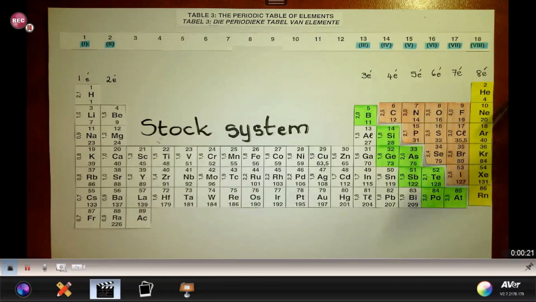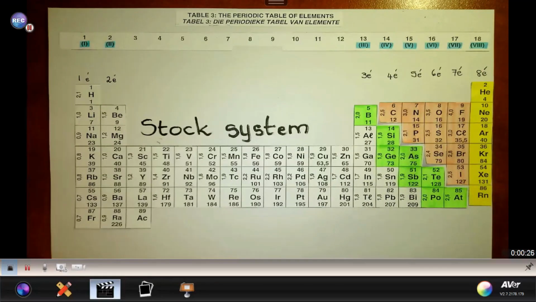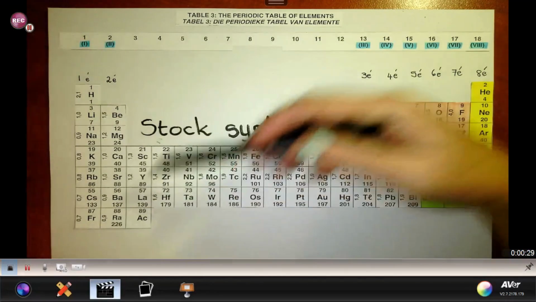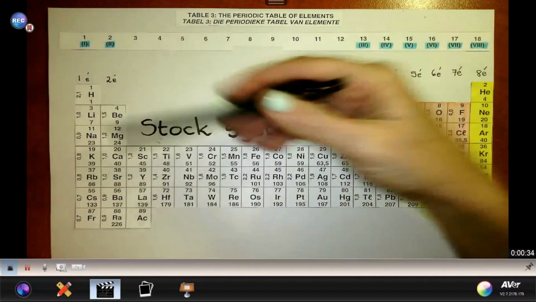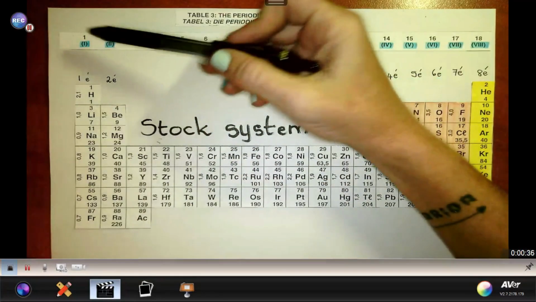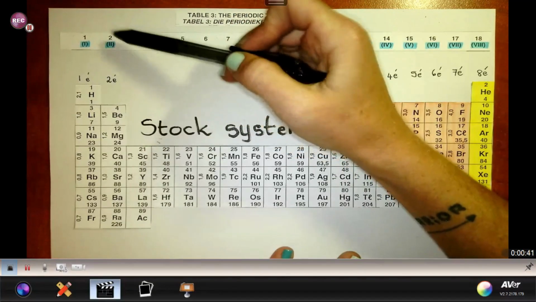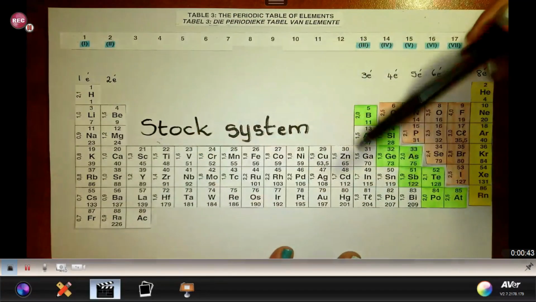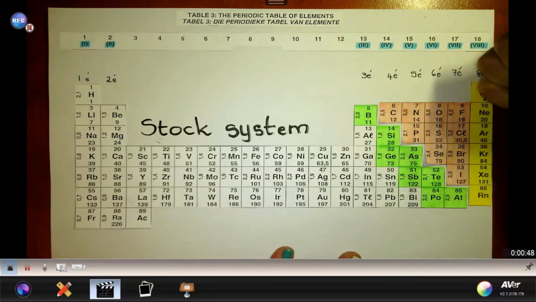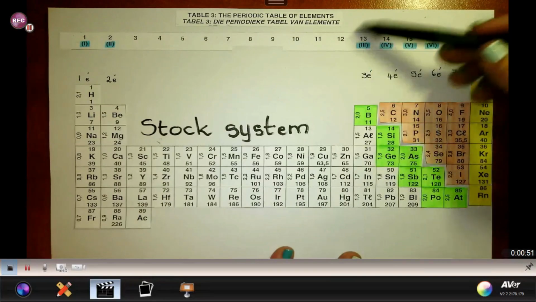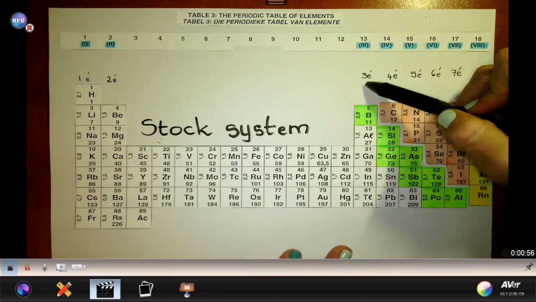Just a reminder, the metals on the periodic table, which I didn't color in, they act as males, and so they give electrons, they transfer, and they keep their name. A metal in group 1 has 1 valence electron, a metal in group 2 has 2 valence electrons, and for the transition metals we need to use the stock system. A metal in group 13, Roman numeral 3, will have 3 valence electrons.